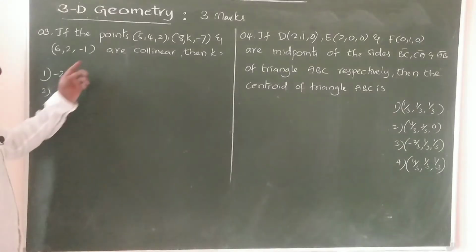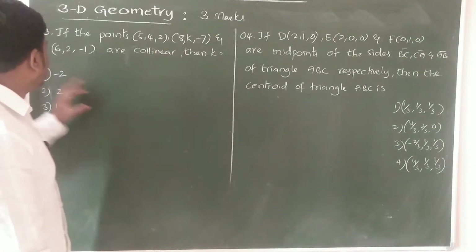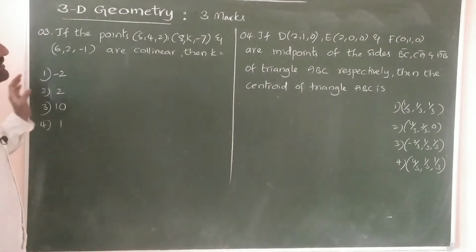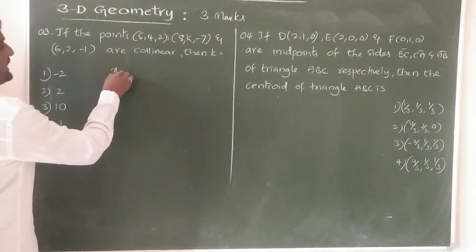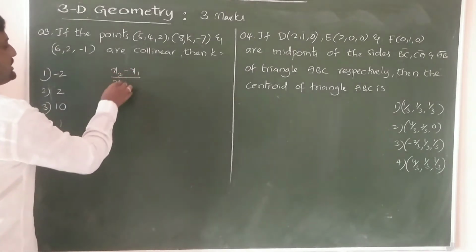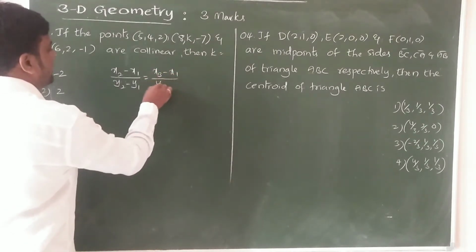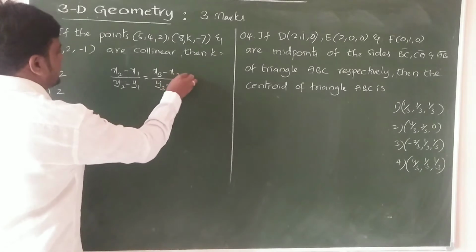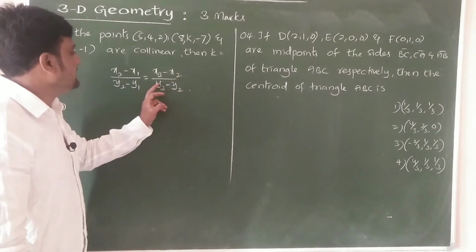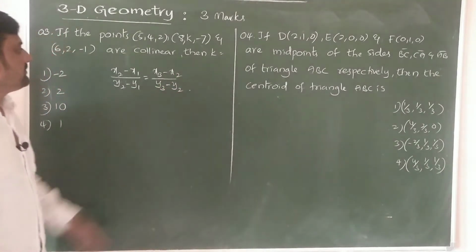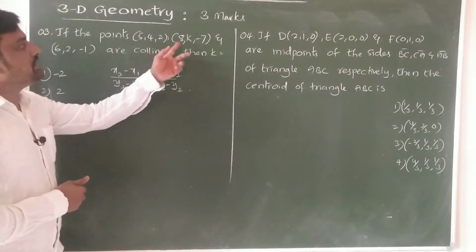Okay, the problem is: if the points 5, 4, 2, 8, k, minus 7 and 6, 2, minus 1 are collinear, then k equals what? Okay. Now these points are collinear. Now I can apply the formula: x2 minus x1 by y2 minus y1 equals x3 minus x1 by y3 minus y1, or y2, take any one. x2 minus x1 by y2 minus y1, x3 minus x2 by y3 minus y2. Then we are taking here x and y. No need to take z.